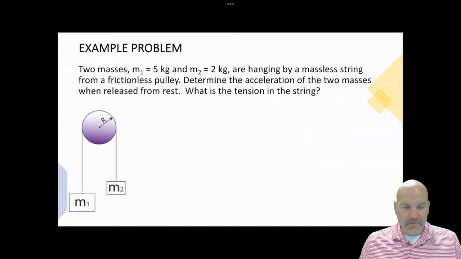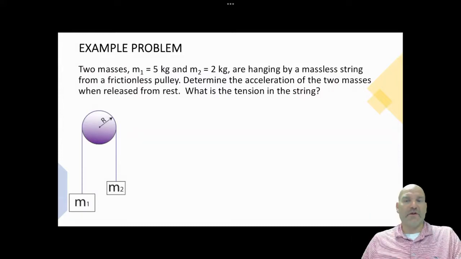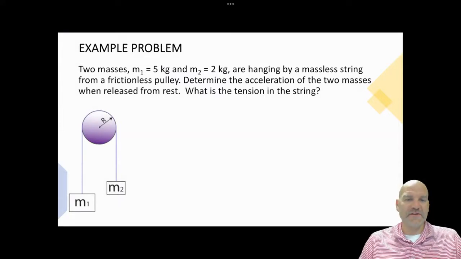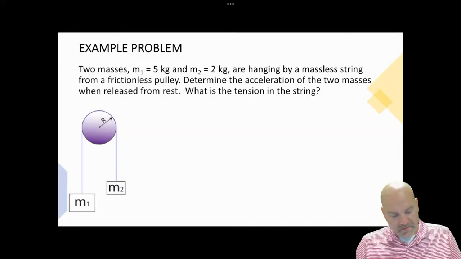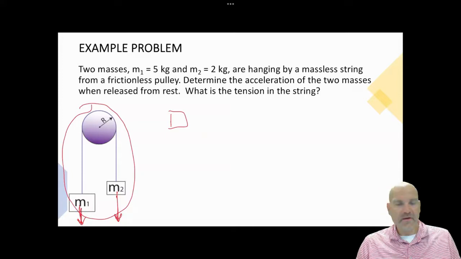So let's look at a couple of example problems. Here we have two masses, one of 5 kilograms and one of 2 kilograms, hanging on an Atwood machine. We're going to determine the acceleration of the two masses when released from rest, and then the tension in the string. Again, we're going to treat this as a full system, and the only two things trying to move this system are the weights of the two objects.